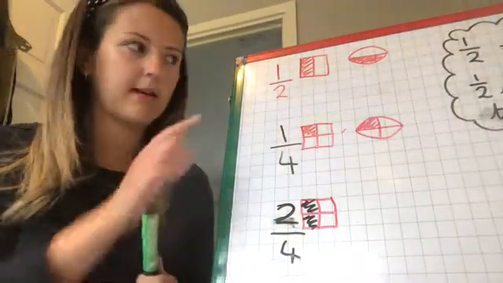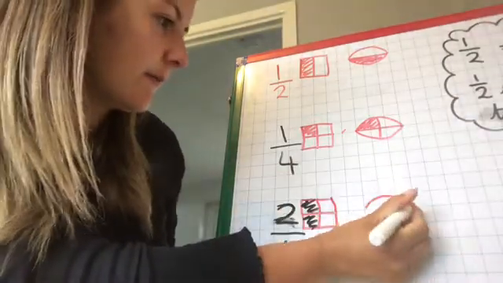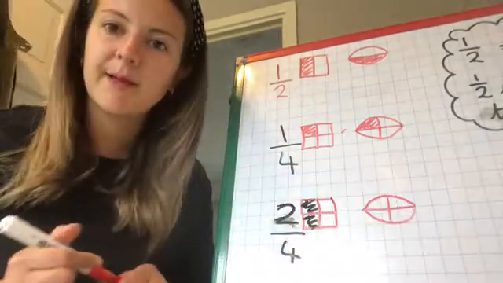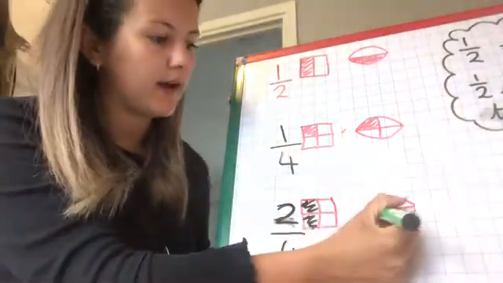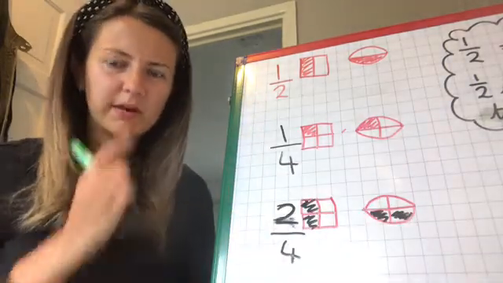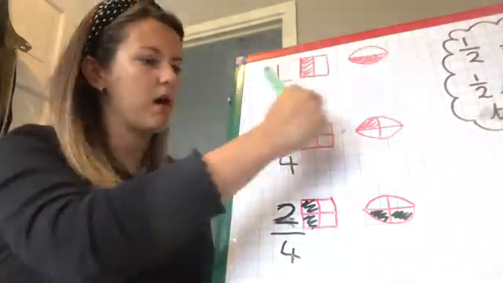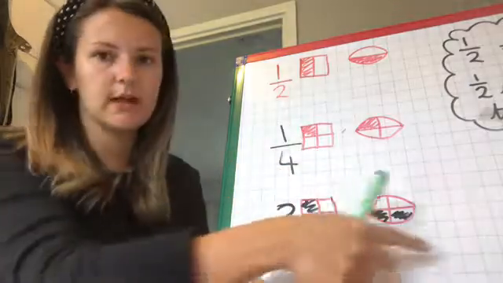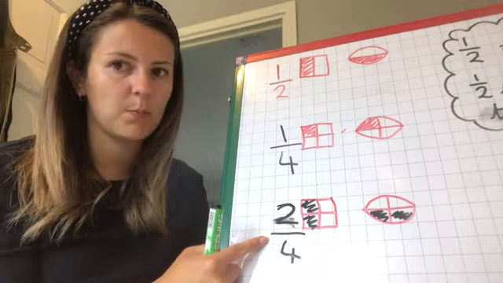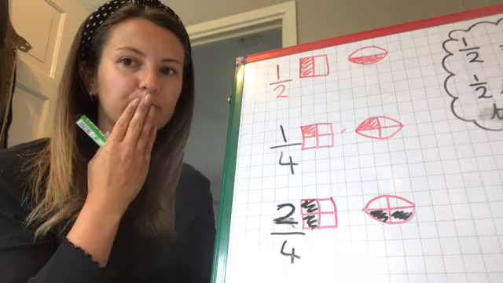Can you notice anything yet? 4 equal parts make my whole, and I have 2 of those equal parts. So I want you to have 30 seconds to have a little think. What do you notice about our half and our 2 quarters? Can you tell me?